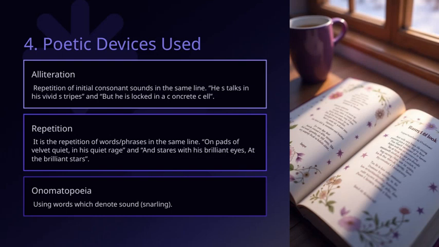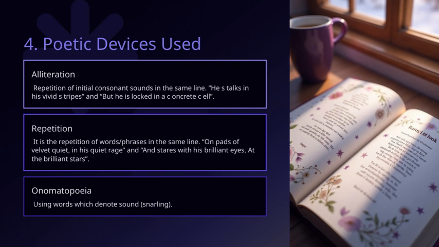Now, let's explore some poetic devices that can really bring our writing to life. First, onomatopoeia. This is when words imitate sounds. Think of how a snarling dog sounds or the crackle of fire. It helps create a vivid sensory experience for the reader.